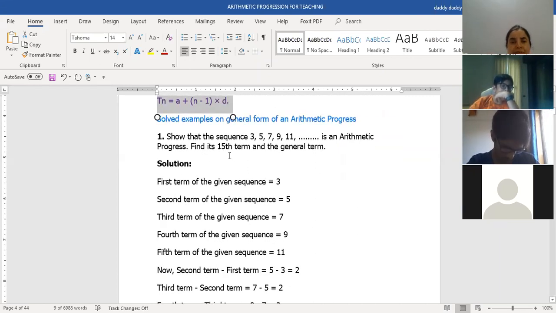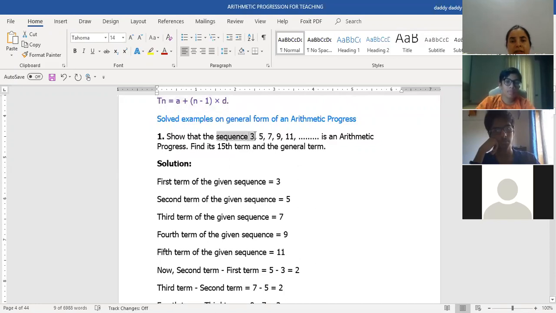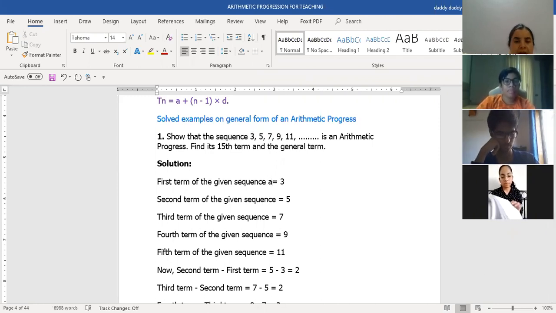Now look here. 3, 5, 7, dot dot dot is an arithmetic progression. Find the 15th term and the general term. Now the first term is 3, given over here. So you write it like this, A. Or you can even write it like this. Look here, this is another way, A1. A1 is more clear. That means it is nothing but the first term.